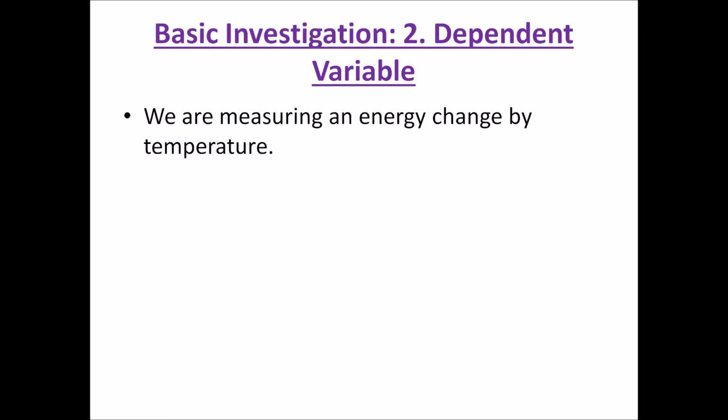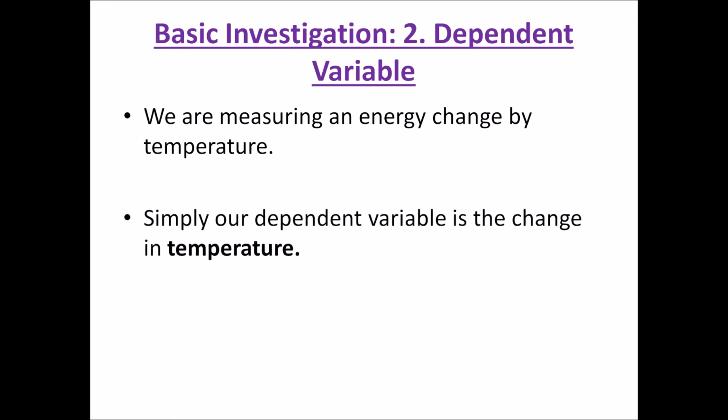The next step is to work out what our dependent variable is. We're measuring an energy change by temperature. So our dependent variable is simply the change in temperature, and your way of measuring that is obviously going to be with a thermometer.